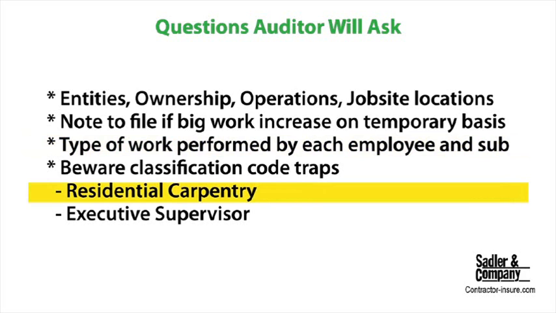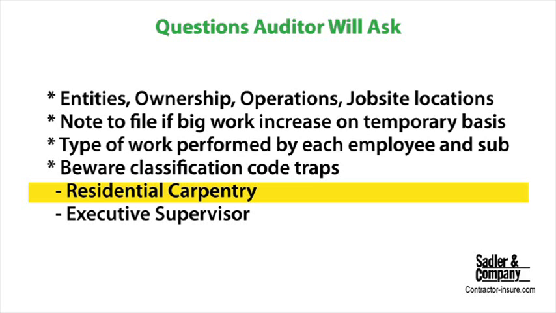The two biggest classification problems experienced by builders are the proper use of the residential carpentry and executive supervisor class codes. Some auditors take the position that they want to get as much premium as possible for their insurance carrier. As a result, they may look to enforce the classification rules to the letter of the law, even if they seem unfair to the builder. Residential carpentry is generally a very expensive class code for workers' compensation.